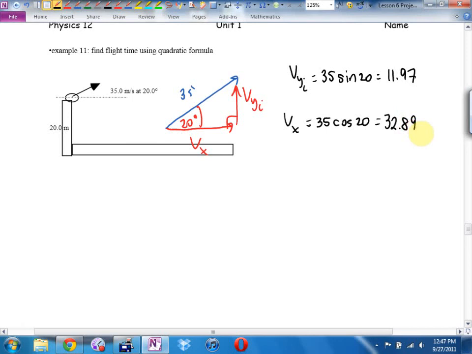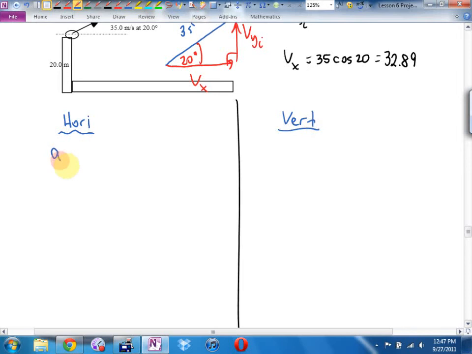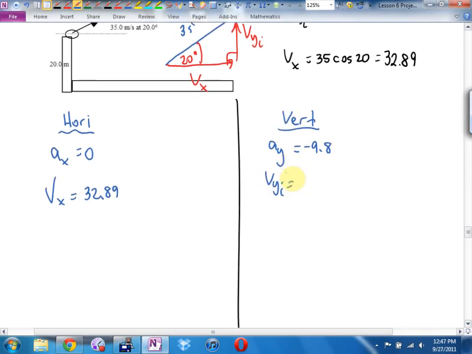Now what? Horizontal. Vertical. AX, 0. AY, negative 9.8. VX, 32.89. VY initial, I scrolled down to 11.97. What's this question asking me to find? Time? Means they better give me something else. Oh, they gave me the vertical displacement. Justin, what's the vertical displacement? Negative 20. Which means I'm going to find T here.